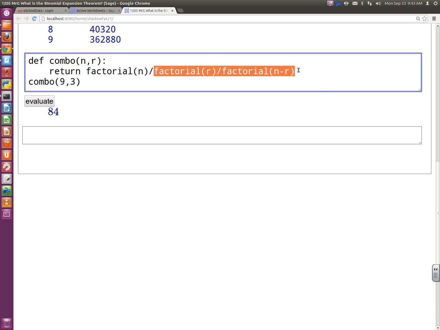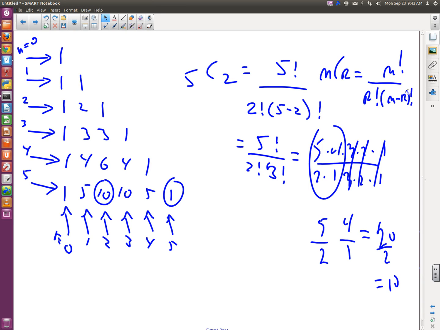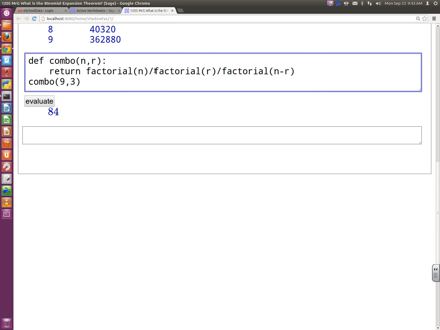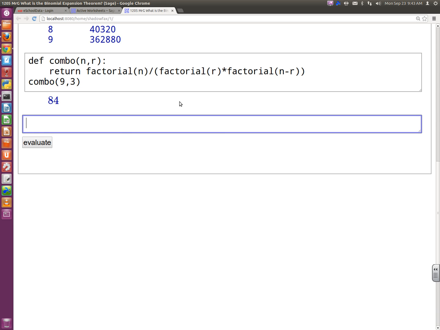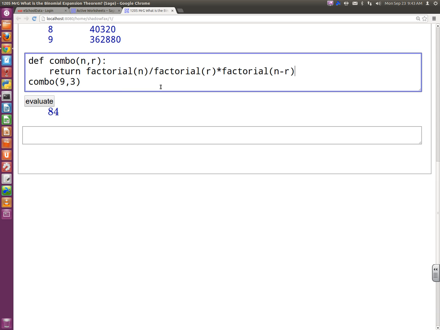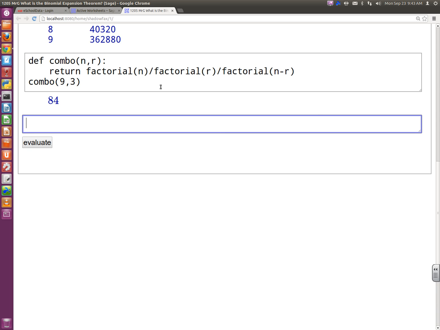Would you have written it that way? Isn't this whole thing a denominator, R factorial times N minus R factorial? Is this equivalent? Let's see. Well, if you put parentheses around it, then you'd have to multiply. But remember how to divide. You multiply by the reciprocal. So dividing twice is multiplying by the reciprocal. Look, you get the same answer. You could write it either way. You could do it like that, or if you want to leave out the parentheses, just make this a divide. Same thing. Okay, who's stuck?